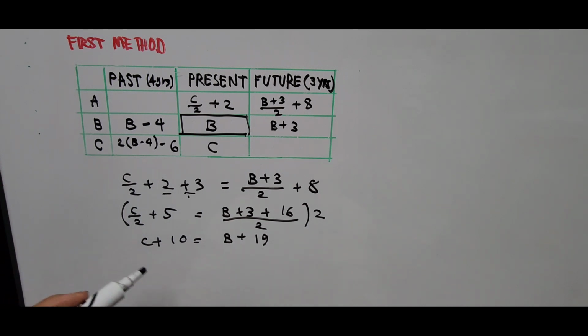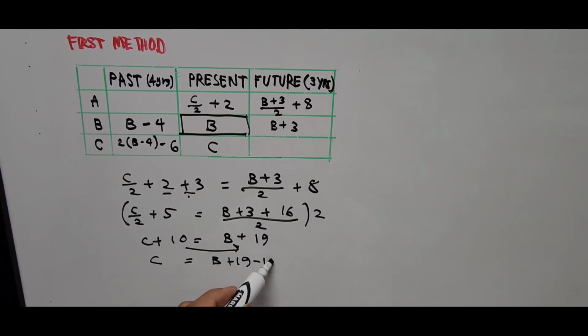Simplify this further, this is now c is equal to, moving 10 to the right, b plus 19 minus 10, and c therefore is equal to b plus 19 minus 10, that's 9, so this is the value of c. So we call this equation 1.